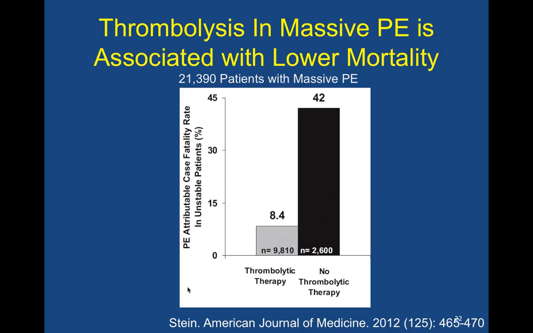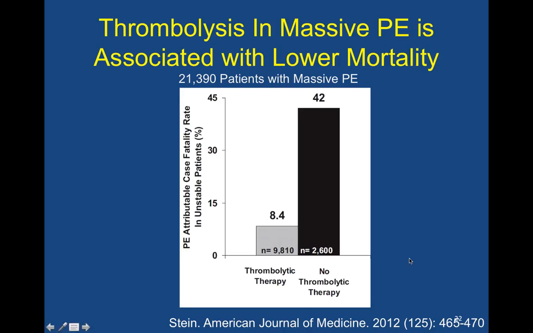Now, there's another registry, and this is not a randomized trial. This is not very robust data, but there's a big registry on pulmonary embolism in massive PE, and it seems that retrospectively, if you look at the patients treated with thrombolysis, their mortality seems to be lower if they were treated with thrombolytic therapy versus no thrombolytic therapy. It's a big number of patients, so maybe that gives us some idea that, yeah, maybe we're helping these patients.